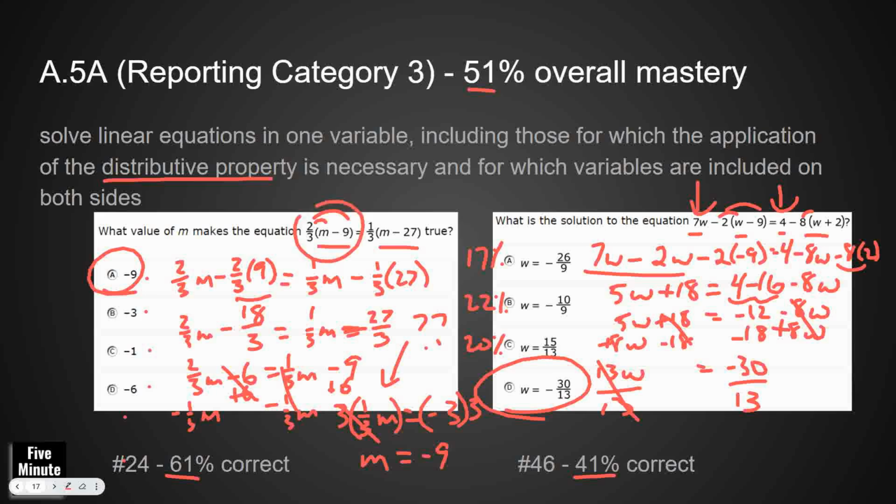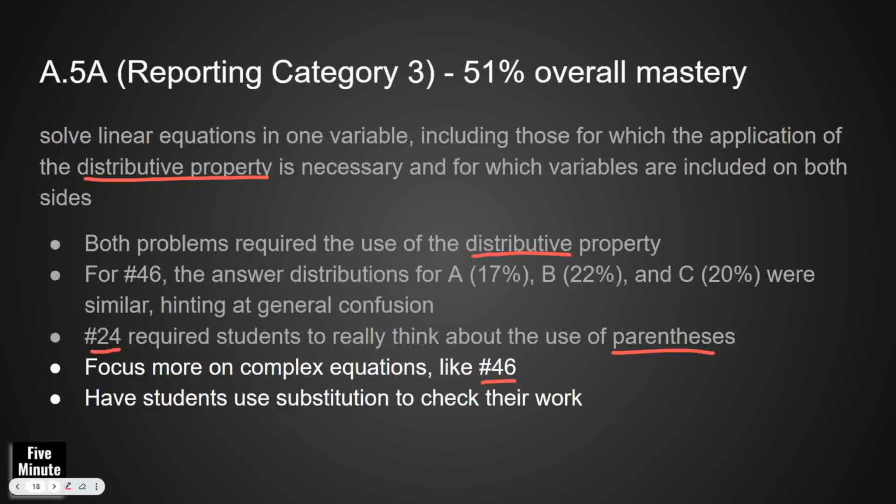You see, this is pretty simple. You distribute the whole thing, distribute the whole thing. But now over here, I've got to focus on one part. I got to leave that 7W alone. I got to focus on one part. I need to leave that 4 alone. And then I had to simplify afterwards. And I think that's what caused a little bit of confusion.